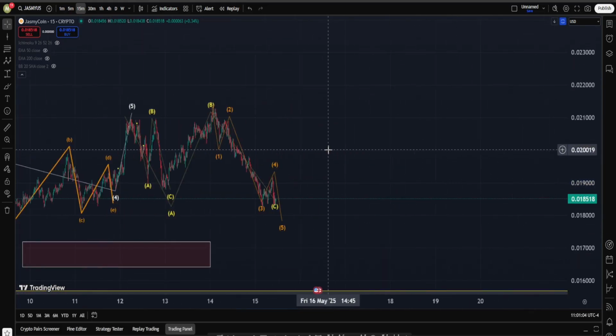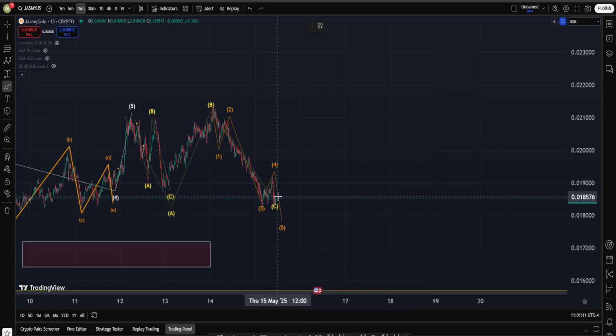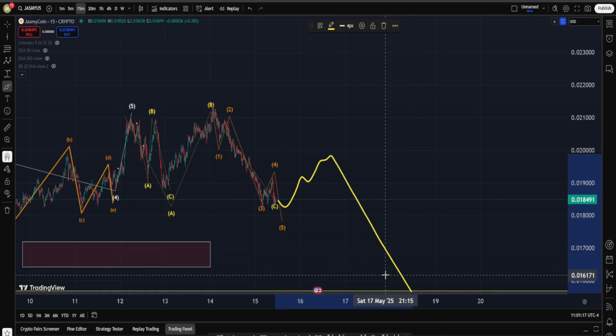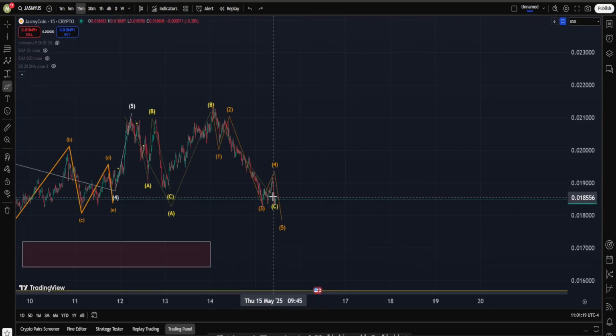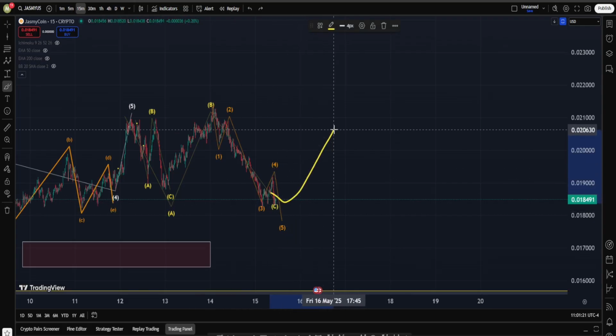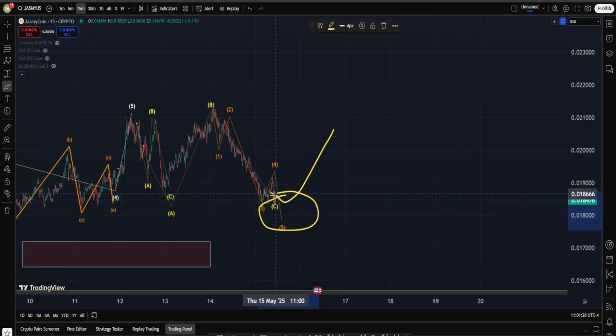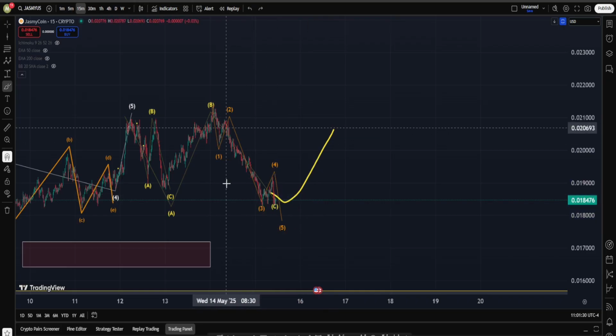Question: what is the difference between this scenario and the previous one? Well, the previous scenario suggested maybe we are going to have some sort of a reaction from these areas, but that is going to be temporary, and then we can expect another move down. On the other hand, this scenario suggests from here we're going to get a move up, sure, but that's actually going to be an impulsive structure on the upside, a very strong move, and this point might very well be the end of our correction in JasmyCoin.